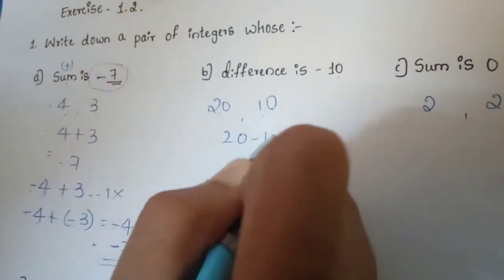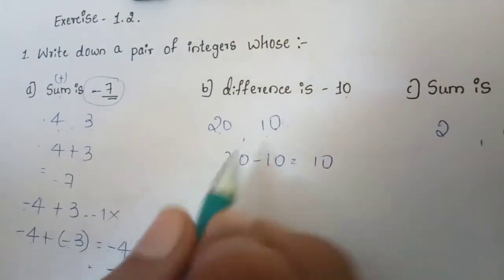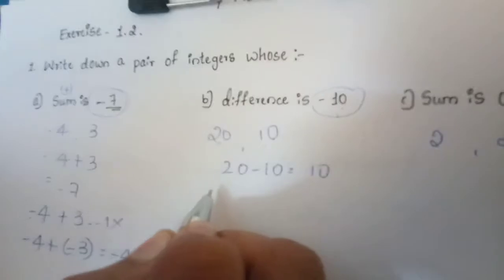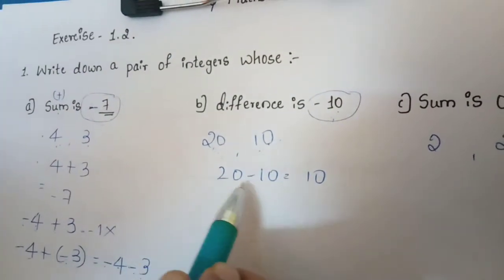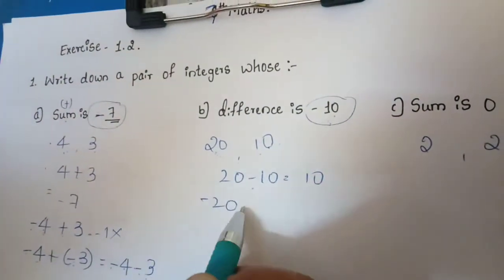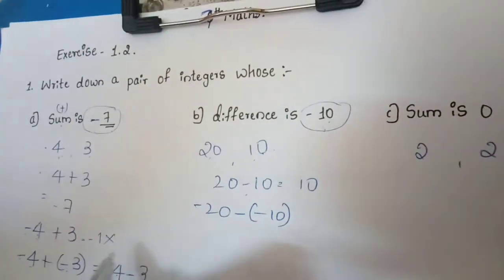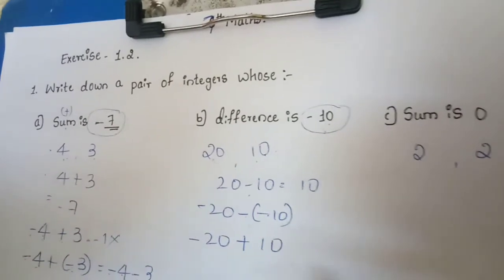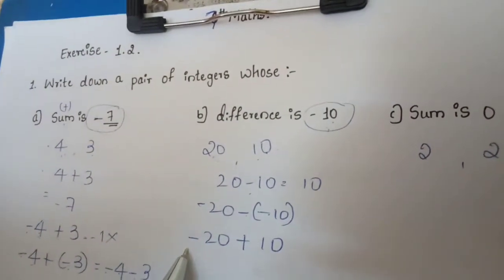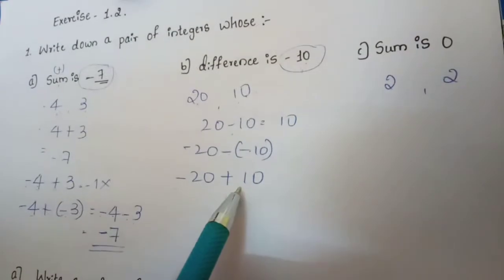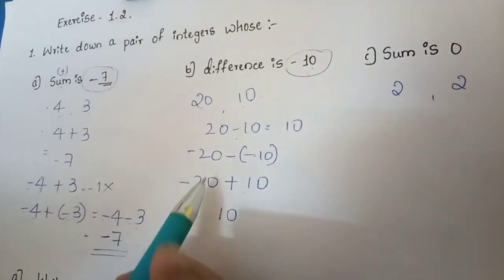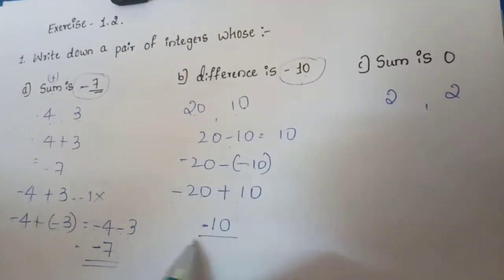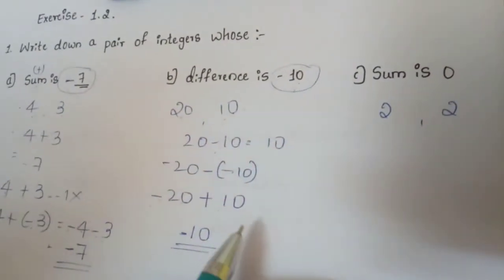Okay, now I have taken 20 and 10. If I take 20 minus 10, I get 10. But we want the answer as minus 10. So I need to put minus on both sides. It will be minus 20 minus minus 10. So minus into minus is plus, so 10. Plus minus is minus. 20 minus 10 is 10. 20 is the greater number and 20 has the sign minus. So I got minus 10 as an answer.